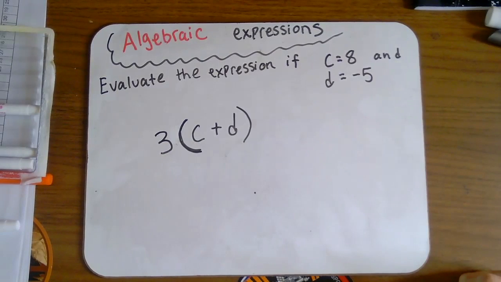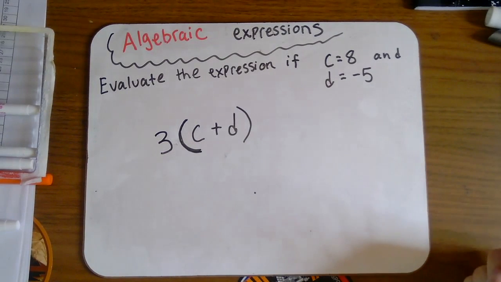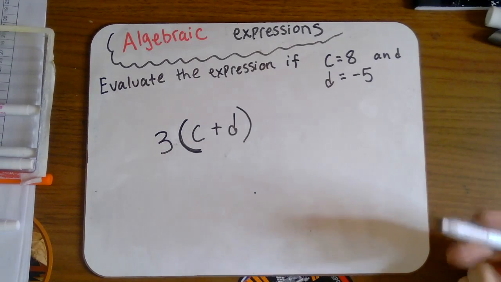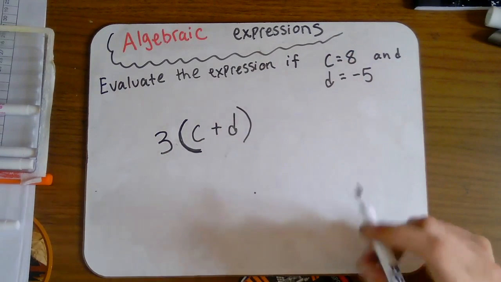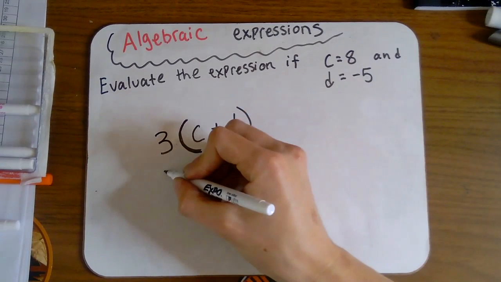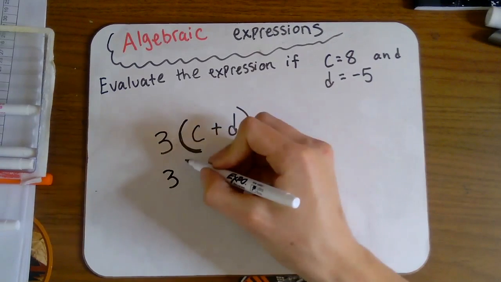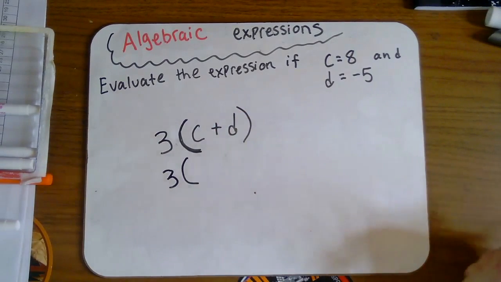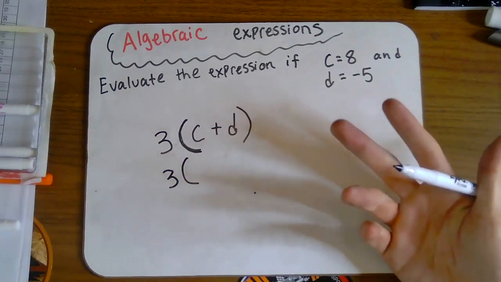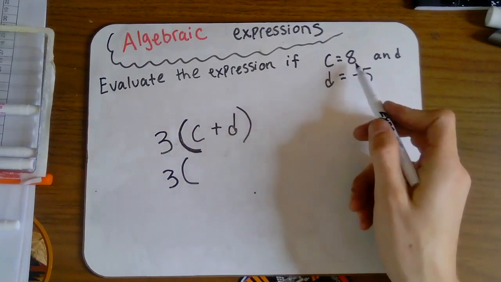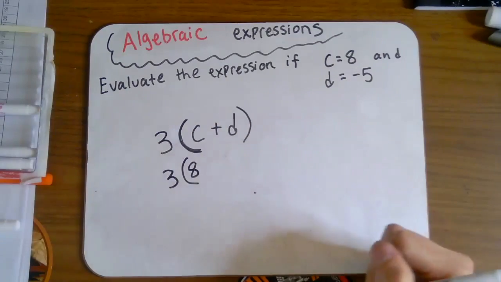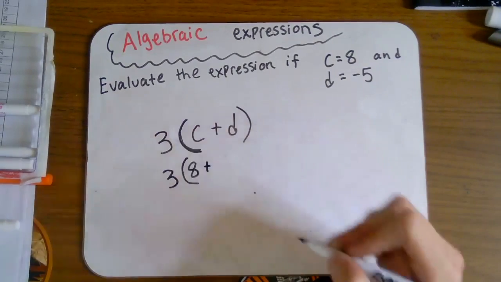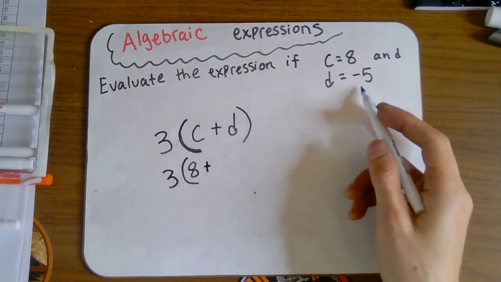You can go ahead and pause the video here if you want to try it on your own, but I'm going to use the order of operations to simplify this expression, or to evaluate it using these amounts. So the first thing I'm going to do, before I even start simplifying anything in my head, is to just plug in the amounts. I see 8 for c, so I'm going to replace c with an 8. And I'm going to add d, which is -5.